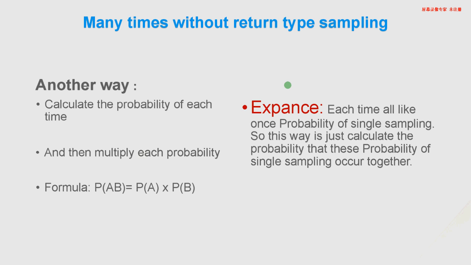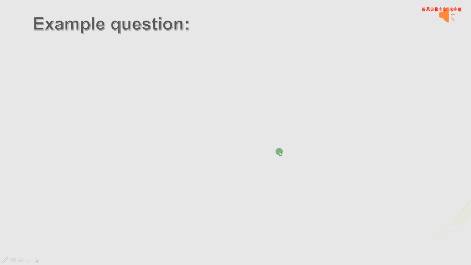First, calculate the probability of each time. Each time, all like once, probability of single sampling. So this way is just calculate the probability, and this probability of single sampling occur together. Now, I would like to show an example to help you better understand these two models.